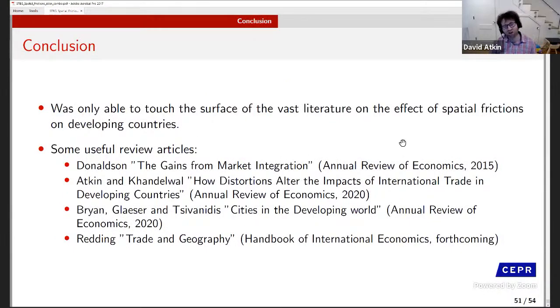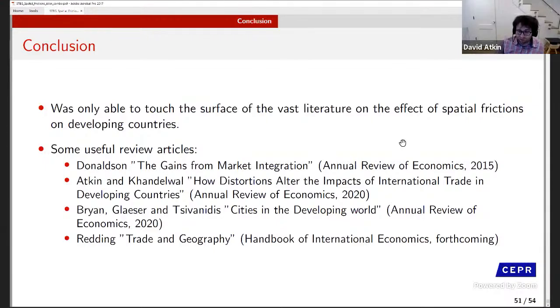So just to conclude, we were really only able to touch the surface of the vast literature on the effects of spatial frictions in developing countries. There's a couple of nice review articles, none of which maybe cover all of this, but which get at this in parts. There's a very nice Annual Review of Economics article on the gains from market integration, not development specific, but very relevant here. I have a review article on trade and development, which touches on a bunch of these issues, although also on other issues.